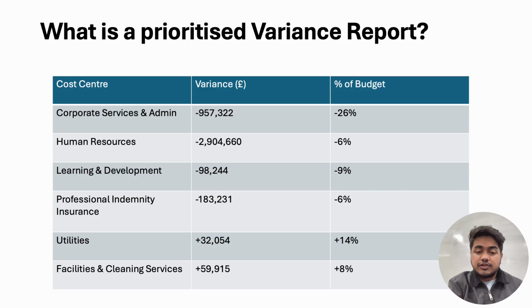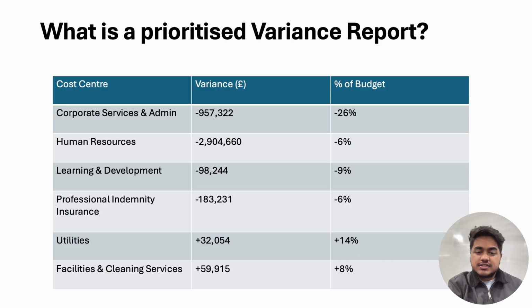Learning and development has a smaller but still very significant adverse variance of 98,244 pounds, which is equal to 9% over budget. On the positive side, utilities have a favorable variance of 32,054, which is 14% better than the budget. And facilities and cleaning services are 59,915 favorable, which is around 8% better than expected. These large numbers help us to decide which areas needed attention.